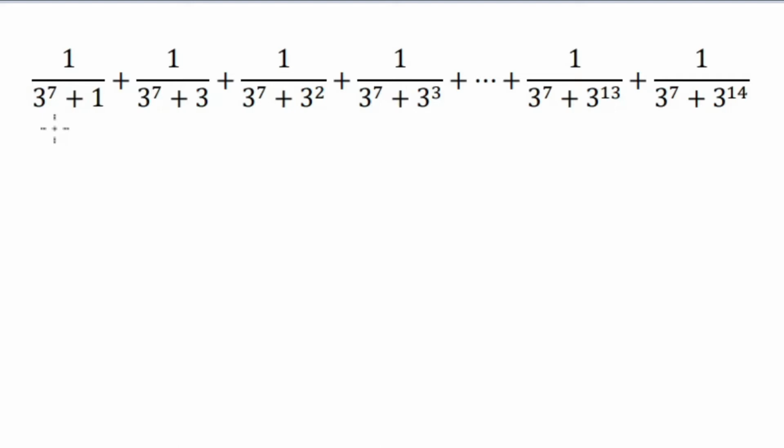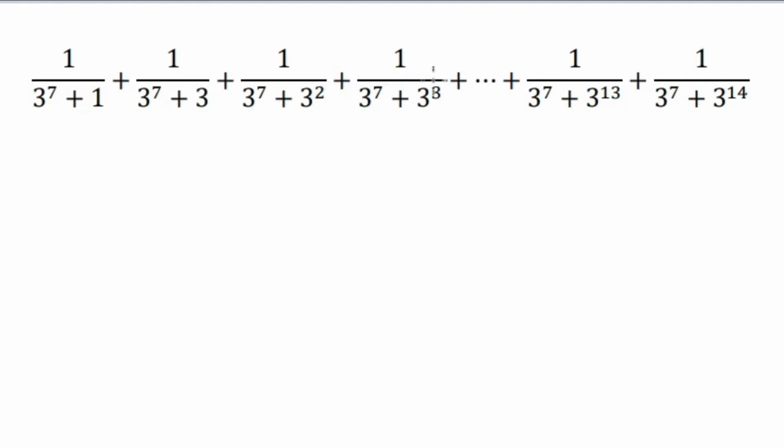Some very critical questions like this one, which looks amazing by saying that threes are everywhere, but how to deal with it. These types of questions are what we are going to learn in this video. Let's start. Here we have been given some fractions and we need to add them, and there are 14 of them. So how to add them, and what to do in this kind of situation?